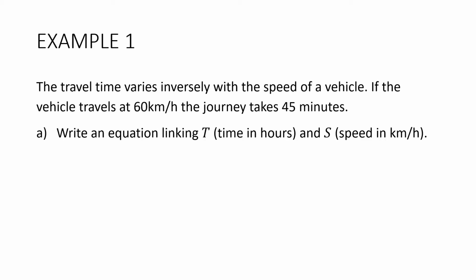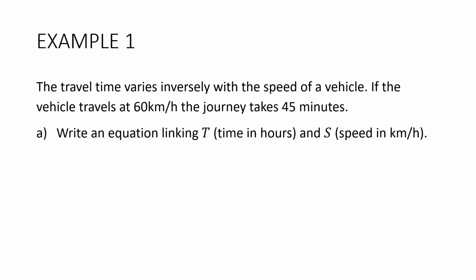Here's example 1. The travel time varies inversely with the speed of a vehicle. Now this makes sense. The faster you go, the less time it takes. Can you see as one goes up, the other goes down? That's inverse proportion. If the vehicle travels at 60 kilometers an hour, the journey takes 45 minutes. Write an equation linking t, which is time in hours, with s, which is speed in kilometers per hour. Now I can already see a mismatch here. We've got minutes and hours. We're going to need to convert this into hours.